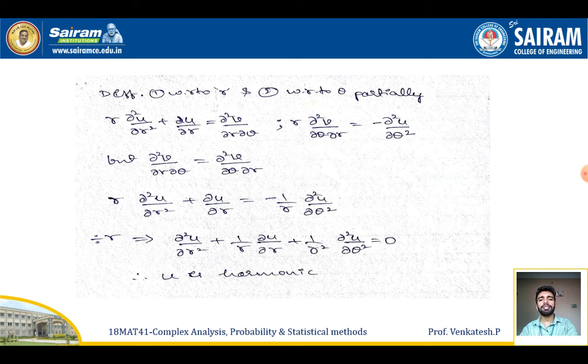Since these two are the same, in place of this term I can replace -(1/r) ∂²u/∂θ² from the other equation. So I get r ∂²u/∂r² + ∂u/∂r = -(1/r) ∂²u/∂θ². Dividing the equation entirely by r, I get ∂²u/∂r² + (1/r) ∂u/∂r + (1/r²) ∂²u/∂θ² = 0. This is the required condition to show that u is harmonic. Hence I can conclude here that u is harmonic.